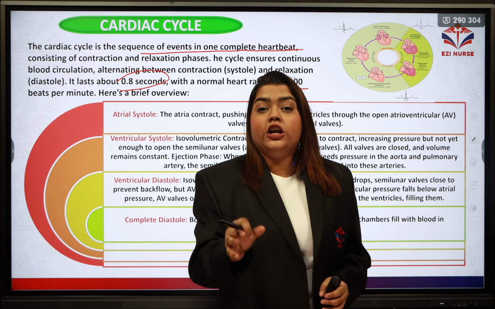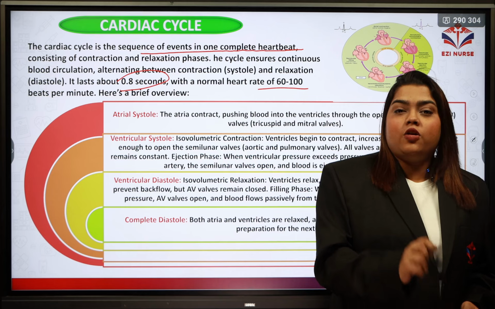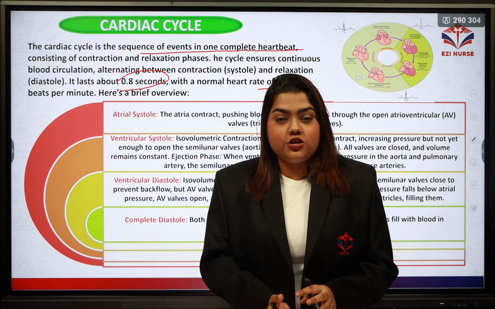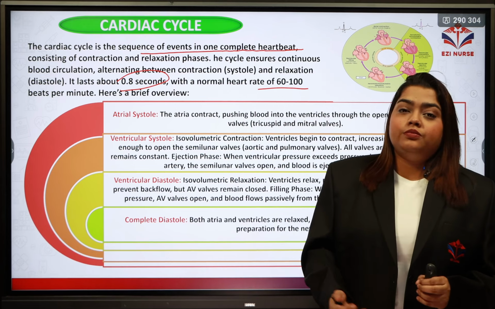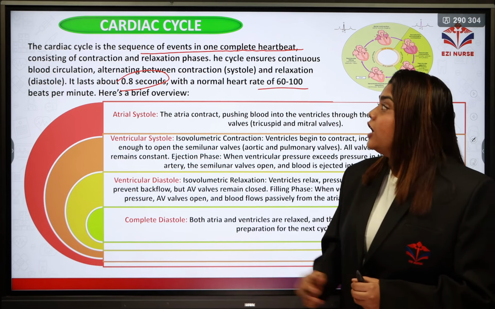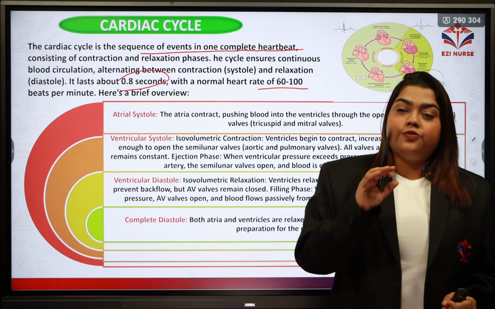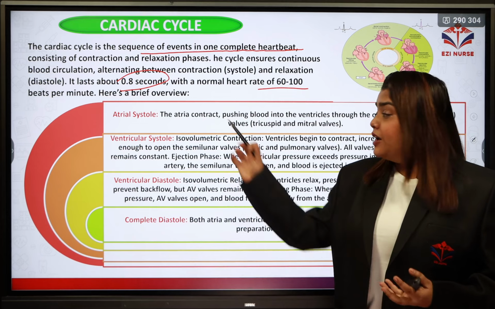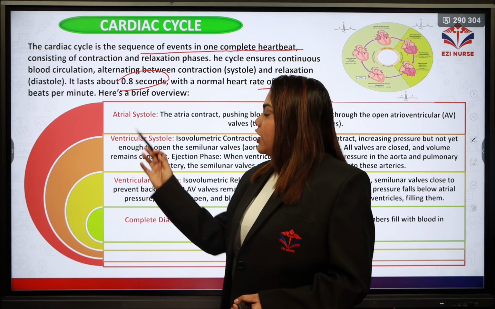This is very important to remember. It can also come in the exam, as a multiple choice question or as a 2 marks question. So the cardiac cycle definition is very important. Here is a brief overview I have given, so let's see what the things are.